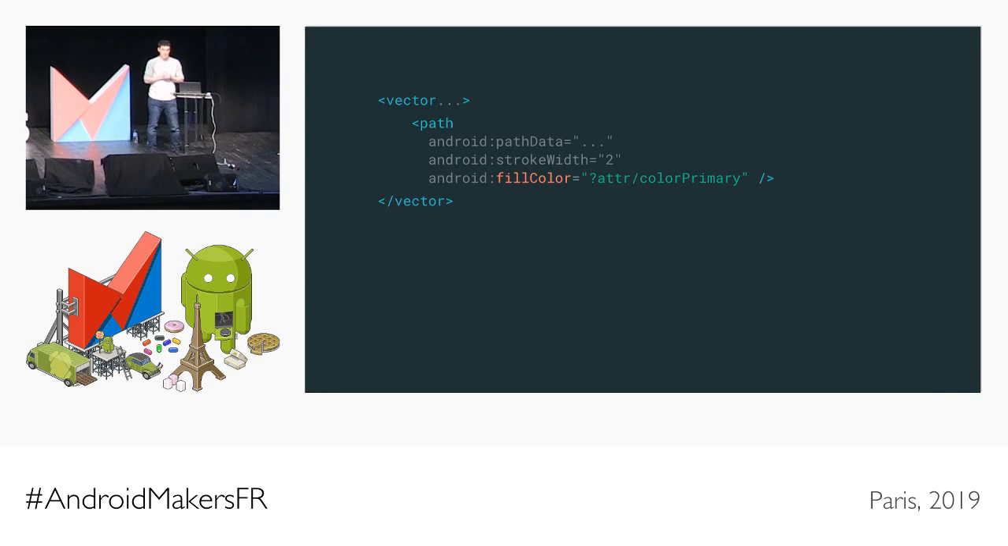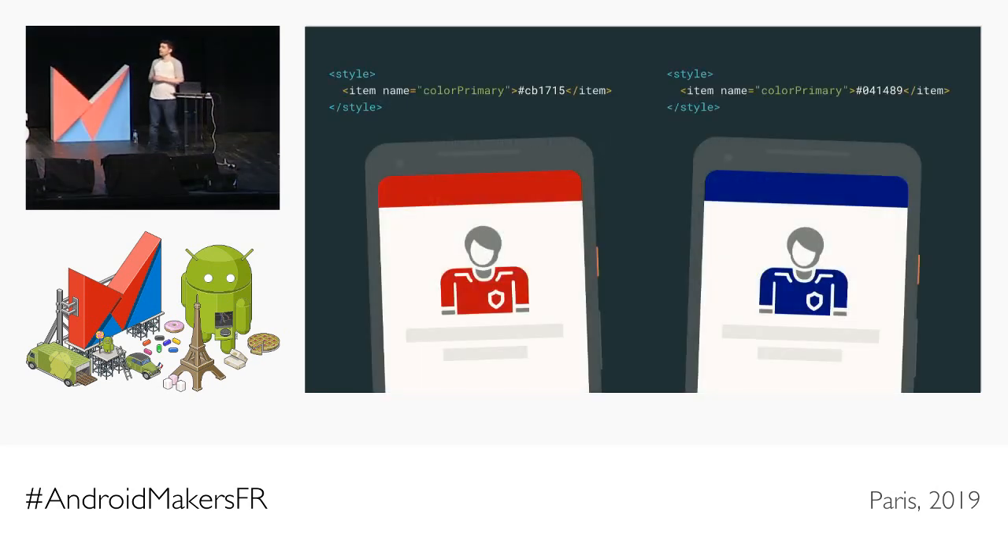Speaking of theme attributes, you can also set theme attributes as the vector's fill color, and this also has similar advantages. Like, for example, say that you have an icon like this, and the only difference is the color of the jersey. Well, what you can do is create a theme overlay like this, and using the Android:theme attribute on a view, you can extend your theme with a different value for color primary. And by doing this, at runtime, when it's inflated, it will take on different fill colors depending on the theme that you give it.